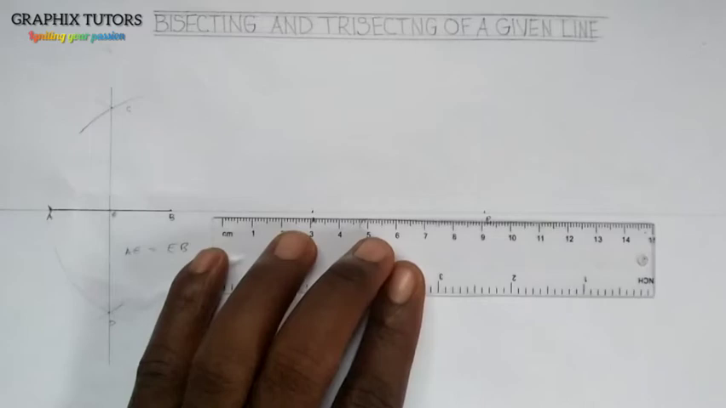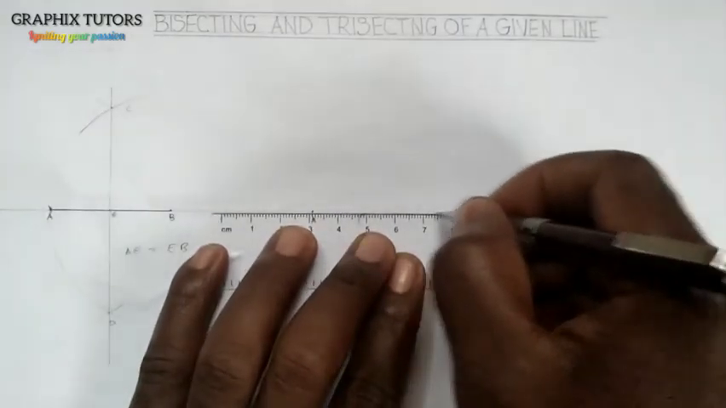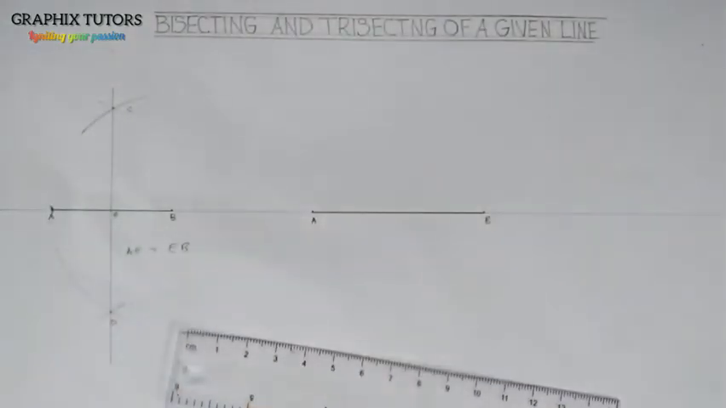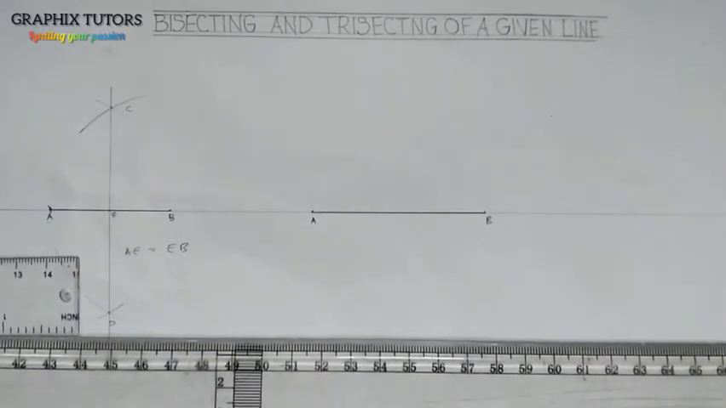From here, I'm going to thicken at this point. You can see that. So I want to trisect. In trisecting, you don't need your compass. What you need is your set square. This is my T-square standing here this way. With the help of my 60-degree set square, I'm going to place it this way.